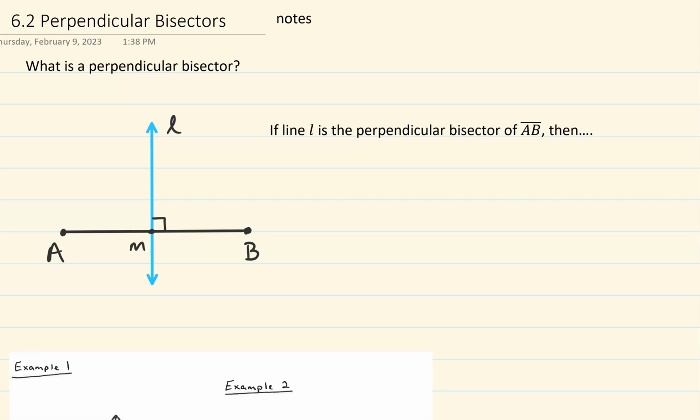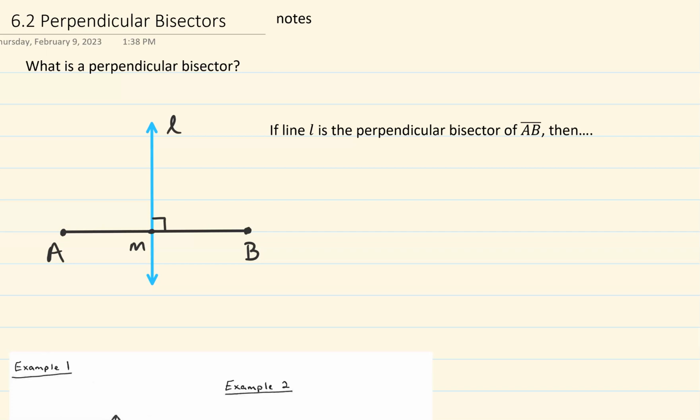Okay, so today we're talking about perpendicular bisectors, and we're going to start with the information that they want you to know coming into this lesson. This is information you don't necessarily already know, so I'm going to give you the background. What I want to talk about is what is a perpendicular bisector, just the definition of a perpendicular bisector.